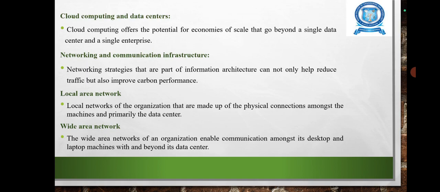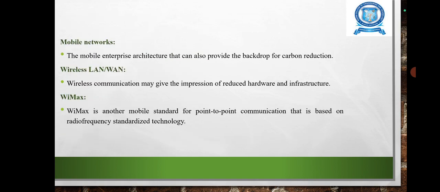First one is local area network. Here in this local network of the organization that are made up of physical connections among the machines and the primarily the data center. The next one is wide area network. The wide area network of an organization enables communication among its desktop and laptop machines with and beyond its data center. The next one is mobile network.